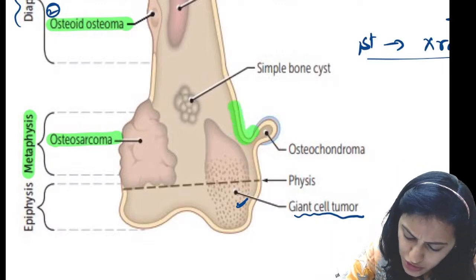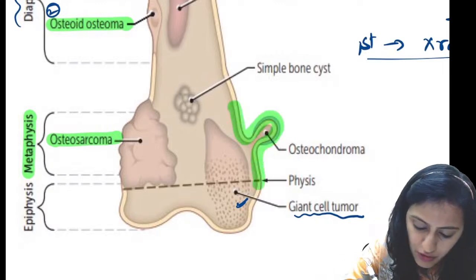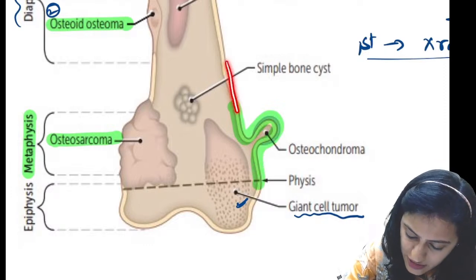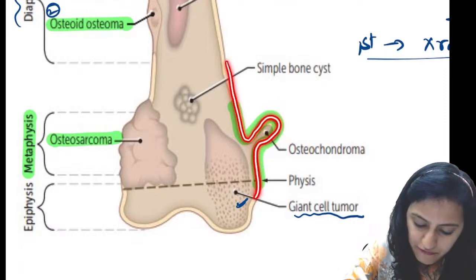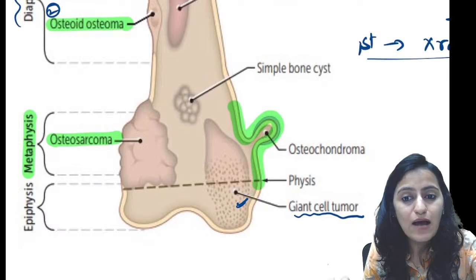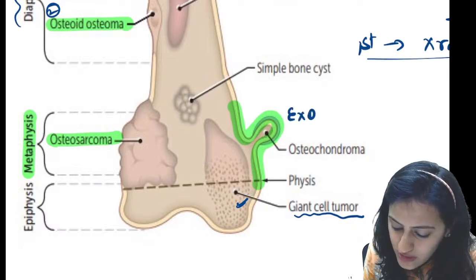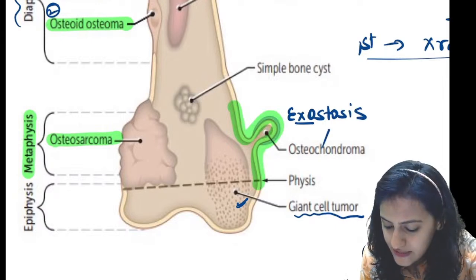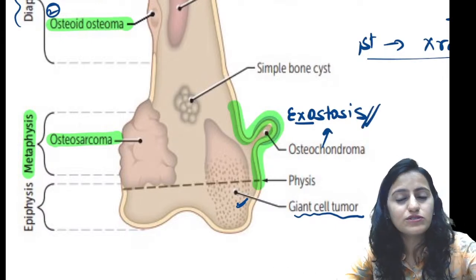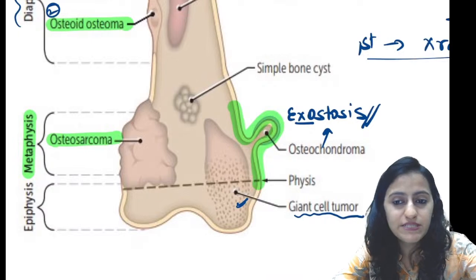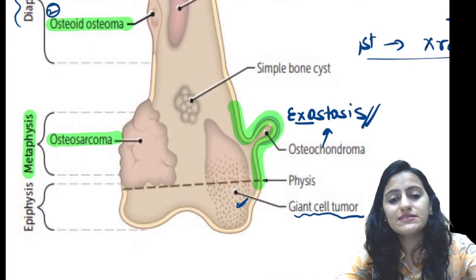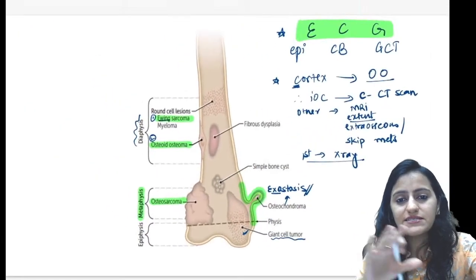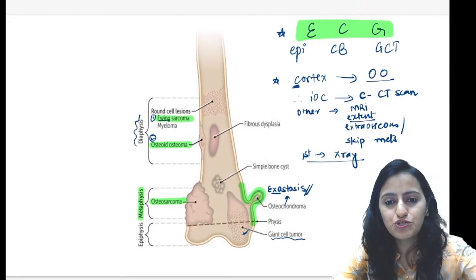What is this bone tumor which occurs as an outgrowth from the bone, basically continuous with the bone and outgrowing from the bone? So remember, outgrowing is exostosis. Exo means going out, ostosis. So osteochondroma is also called exostosis, right? So remember, this is exostosis. So this is the overview of the tumors that you should know.